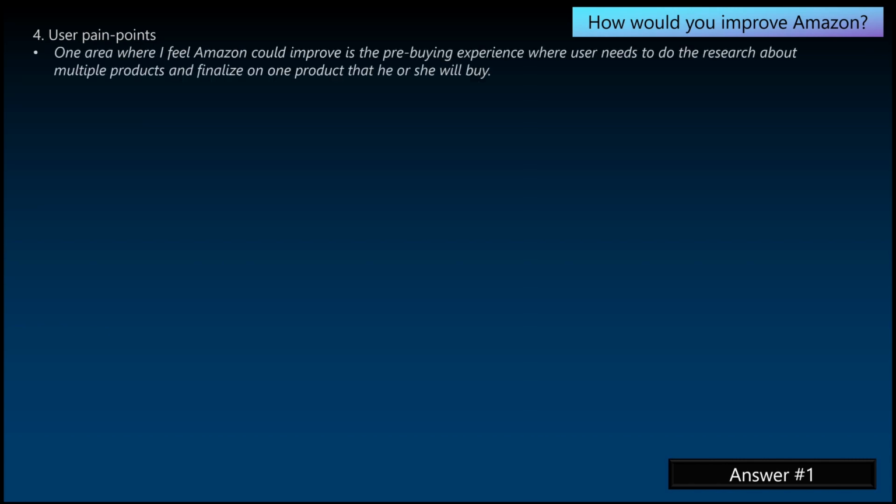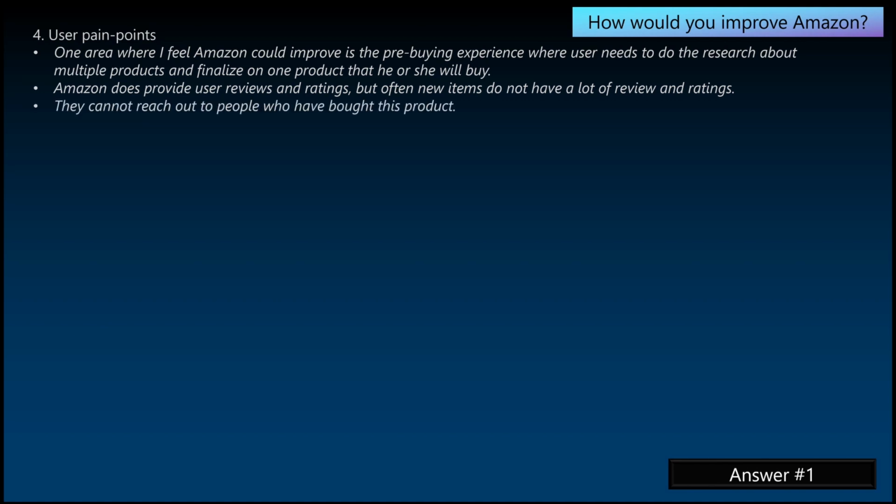So our next step will be to actually wear the shoes of this particular user subtype. So what are the problems that they are facing when they are using Amazon? And so here are some examples. As a candidate, I'll go something like, one area where I feel Amazon could improve is the pre-buying experience, where the user needs to do the research about multiple products and finalize on one product that he or she will buy. Another aspect is, while Amazon does provide user reviews and ratings, often new items do not have a lot of reviews and ratings.